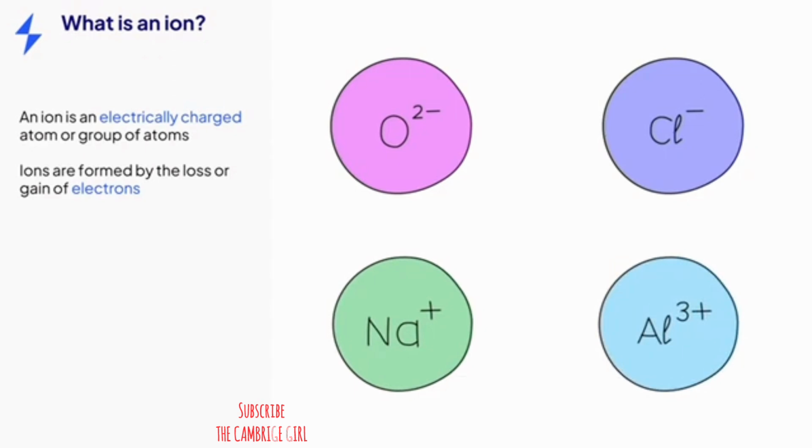Be careful, some students get confused and think that positive ions are formed by the gain of positively charged protons. But it is really important that you know that ions can only be formed by the loss or gain of electrons. The definition of the term ion is worth learning, as this is an easy mark to pick up in an exam.